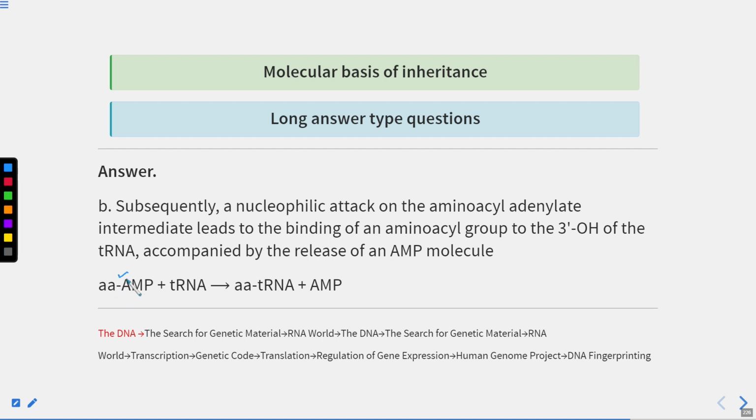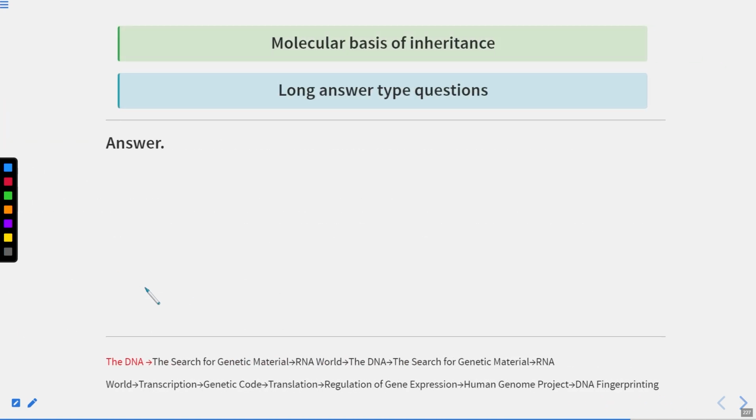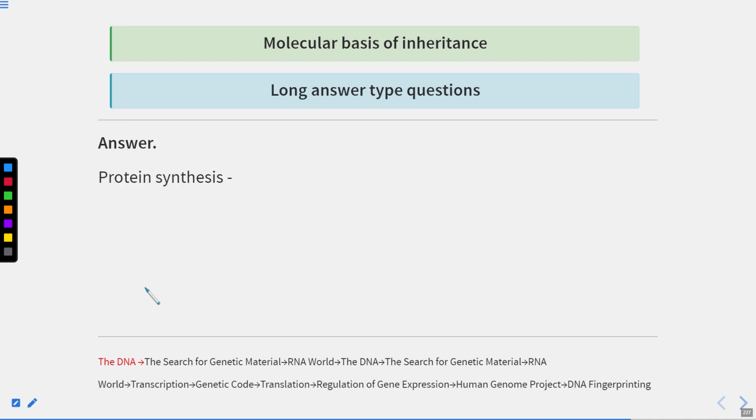So the aminoacyl adenylate intermediate was formed in the previous step. This now attaches with the 3' OH of the transfer RNA. And what happens? The amino acid now gets attached to the transfer RNA and AMP is released in this process. So here you can see the amino acid is transferred to the transfer RNA and AMP is released. So this is the activation of the transfer RNA, or the activation of the amino acid.